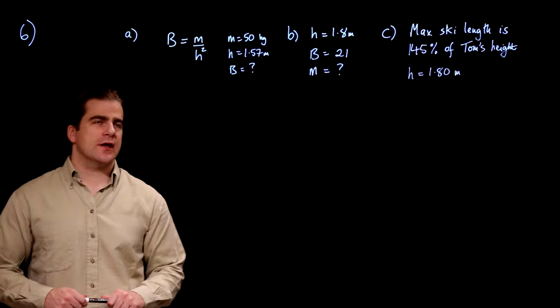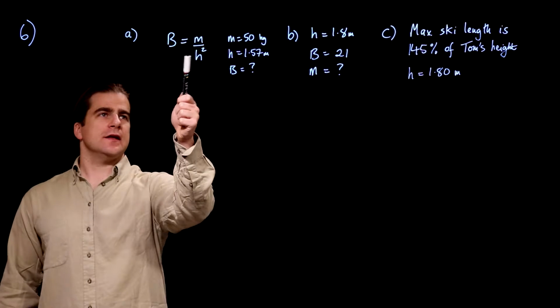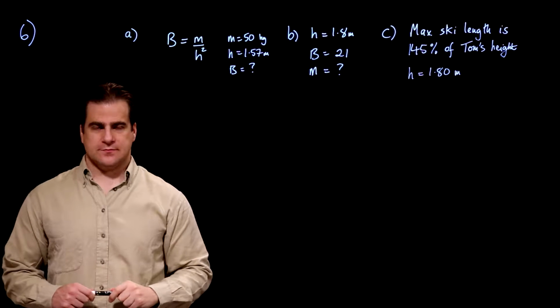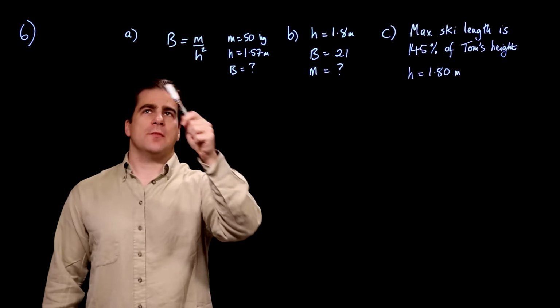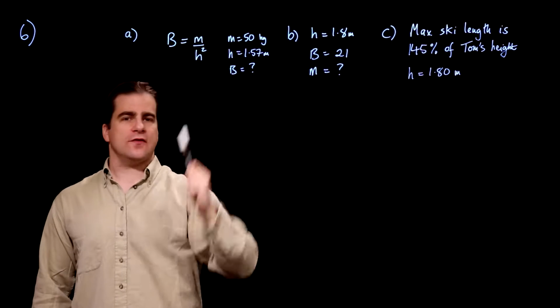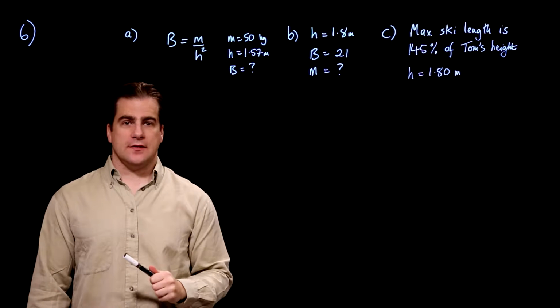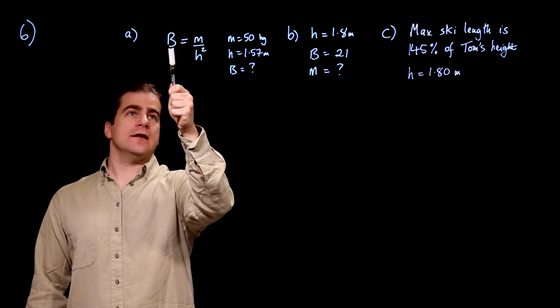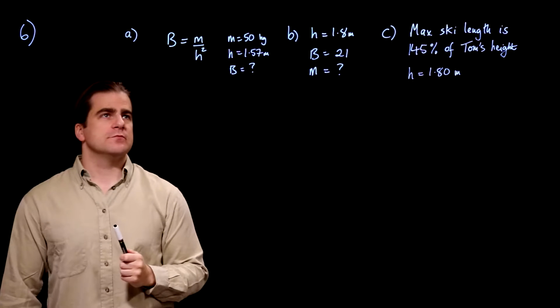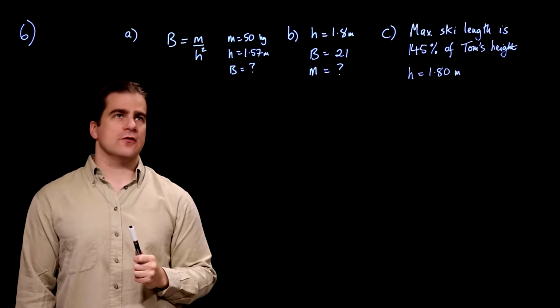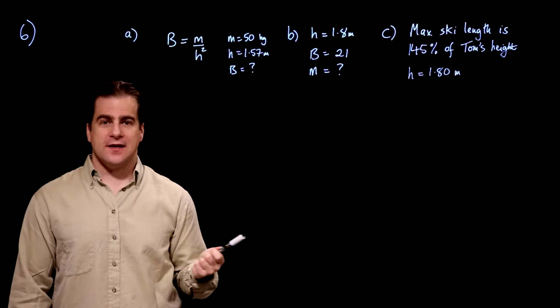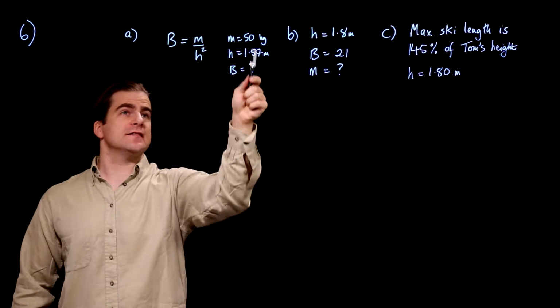Okay, we're given the formula that b equals m over h squared. For part A, we're told that m is 50, h is 1.57, and we have to find out b. Well, it's already in the right form for us. In other words, b is the subject, so we just stick these numbers in here.